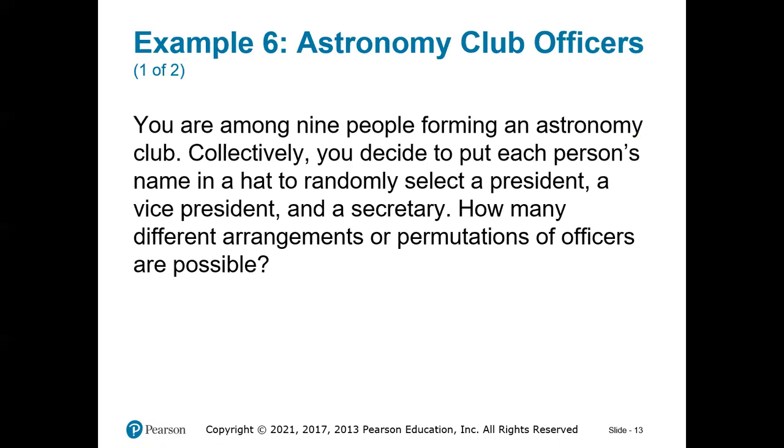Well, again, is it a permutation problem? Yes, because the order matters. The first person we pick is going to be the president. The second person we randomly pick will be the vice president, and the third will be the secretary. So what is n? How many objects do you have? Well, you have 9 objects. How many are you going to pick? Well, 3. So what's the formula?